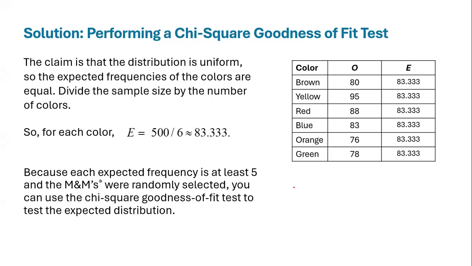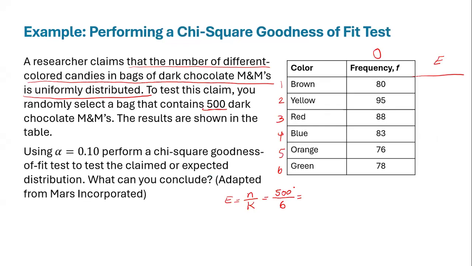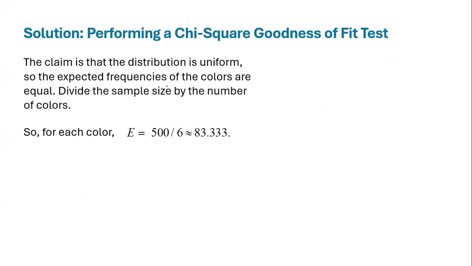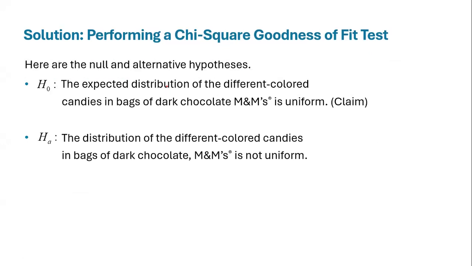Write the null and alternative hypothesis. To write the null and alternative hypothesis, you need to know the claim. You can write the claim, that it's uniformly distributed, in the null hypothesis. And for the alternative, we say it's not uniformly distributed. So for the null hypothesis, we can say the expected distribution of different colored candies in bags of dark chocolate M&Ms is uniform. For the alternative, we say it's not uniform. And remember that the claim is in the null hypothesis.